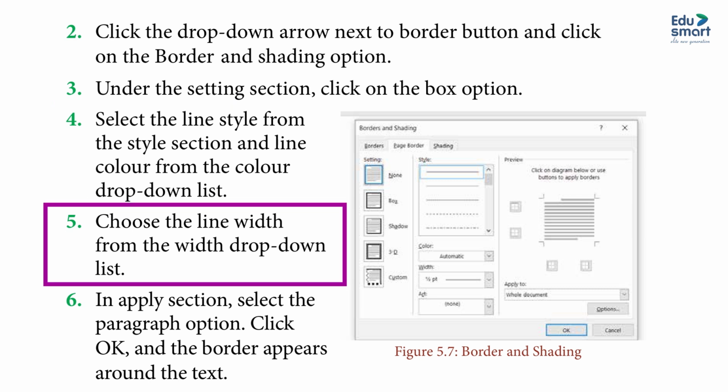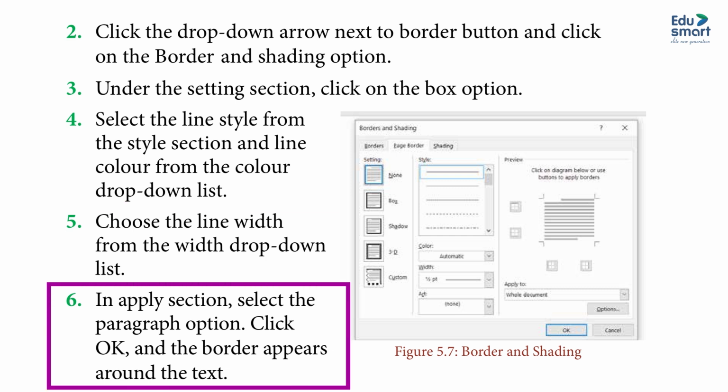5. Choose the line width from the width drop-down list. 6. In the Apply section, select the paragraph option. Click OK and the border appears around the text.